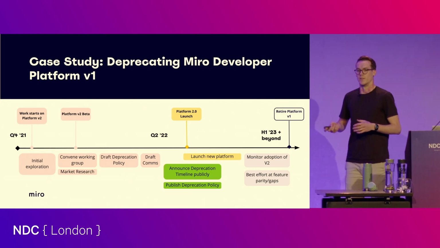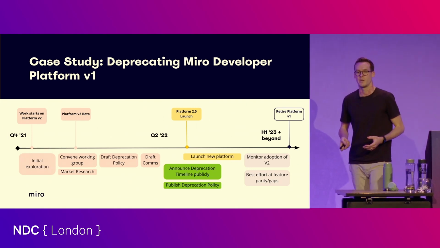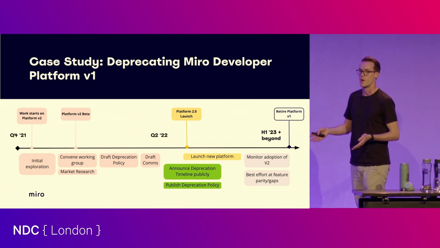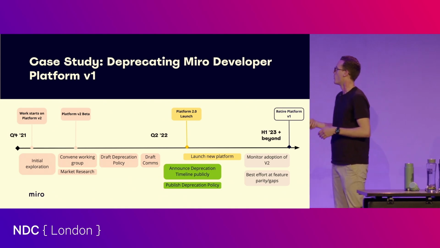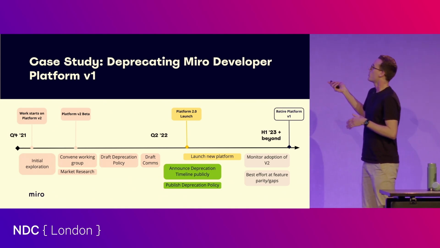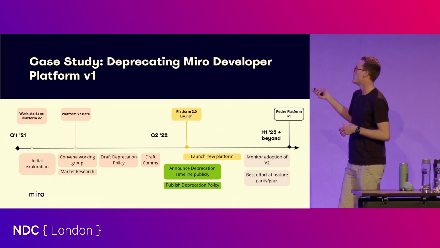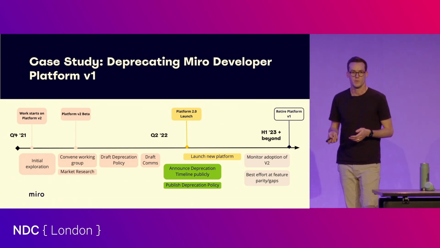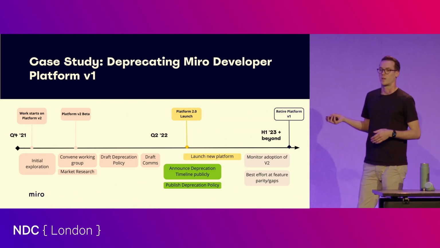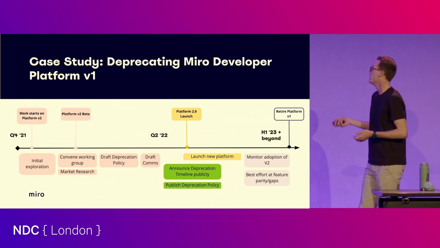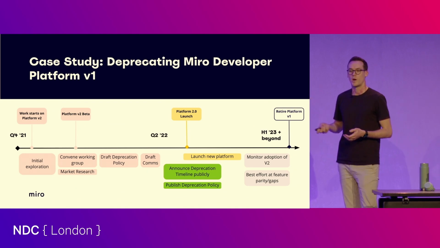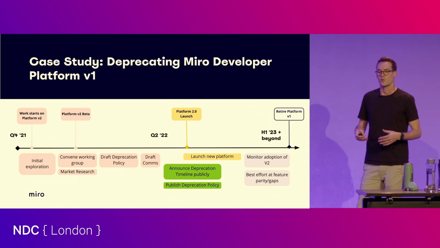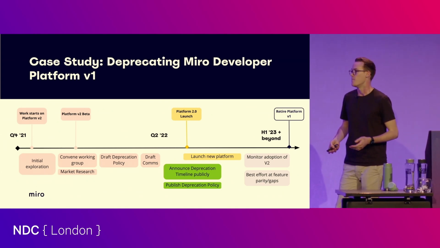Again, this is not an exact science, but we did as much as we could to inform that decision and then we reverse engineered this timeline from there. And what I want to call out here is before the retirement of Platform V1, we have these buffer periods where you can see monitoring the adoption of V2 and our best effort at closing any future gaps. So these were some of those unknowns that we didn't know how long it would take, but we knew they were things we should be thinking about before we actually retire our existing platform.